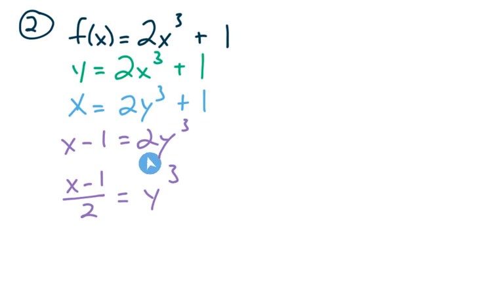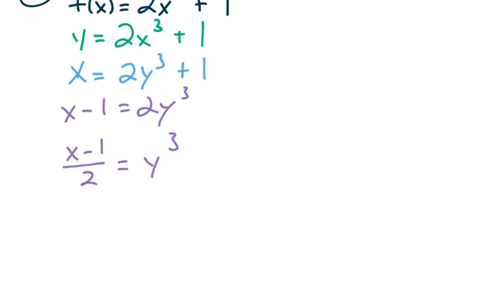Remember, the 2 is not part of the base. There's no parentheses around it. If there were, then I would get rid of the cube first. But the 2 is not part of the base, so I get rid of the 2 first. Then I've got one last step. Just need to cube root both sides. So y equals, again, I'm just flipping it over at this point, the cube root of everything on the other side. So x minus 1 all over 2.